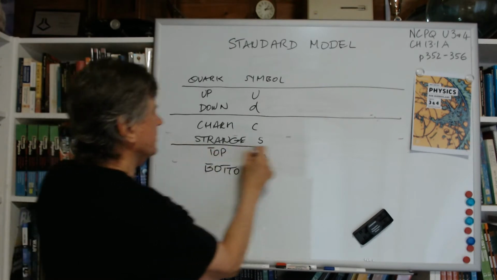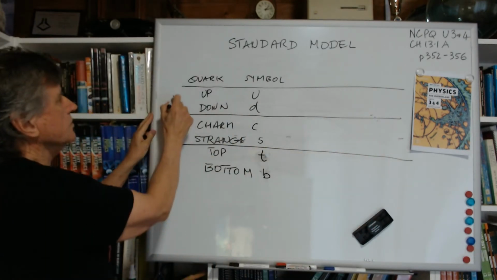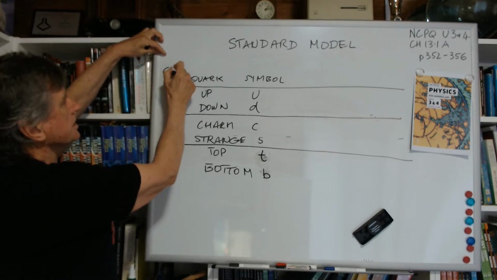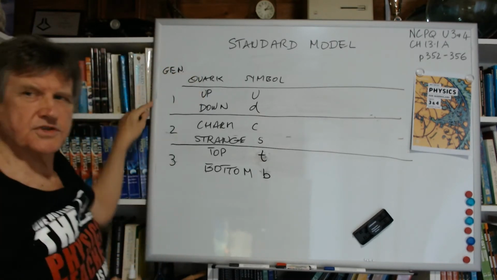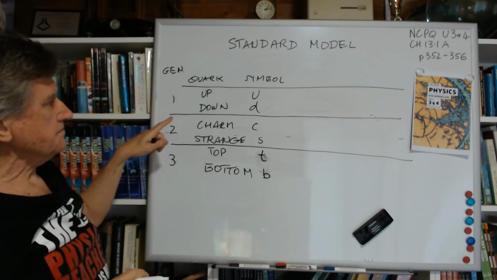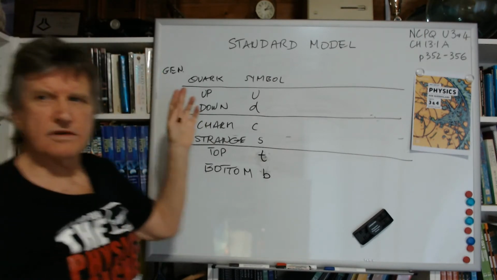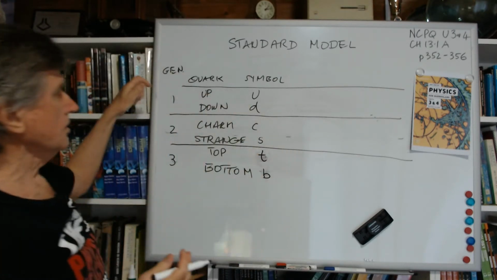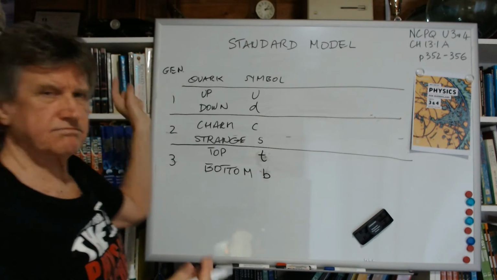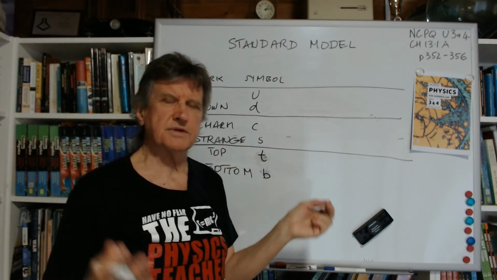Put a line through there, and we call that 1, 2 and 3. Now that's called the generation, G-E-N. So this is the first generation, second generation and third generation. And that's roughly the order they were discovered. So these were first discovered, and they can constitute probably 90 something percent of the universe.